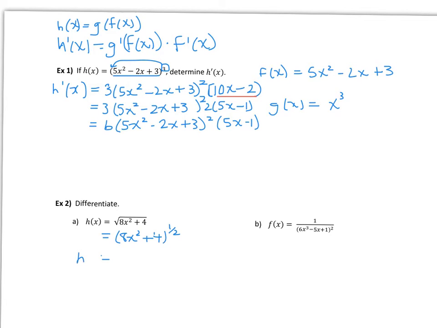So I'm going to find the derivative. h prime at x would be equal to, I'm going to pull that exponent down front, 1/2. We're going to have what's inside, the base, and then I'm going to reduce that exponent by 1 times the derivative of what's inside. So 8x squared will become 16x, 4 would be 0. I'm going to simplify that just a tad here. I'm going to take 1/2 of the 16x and get 8x.